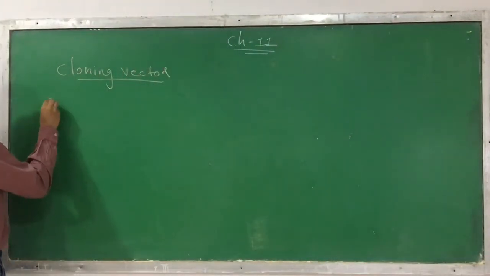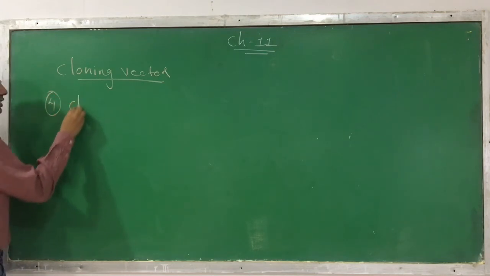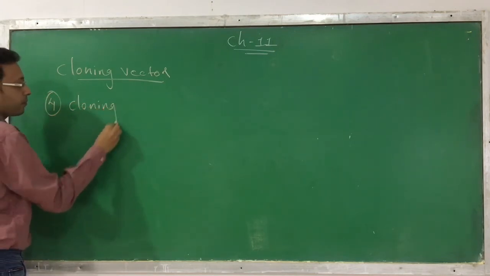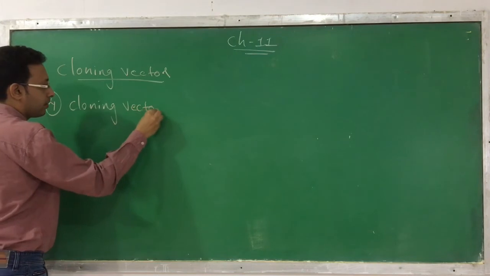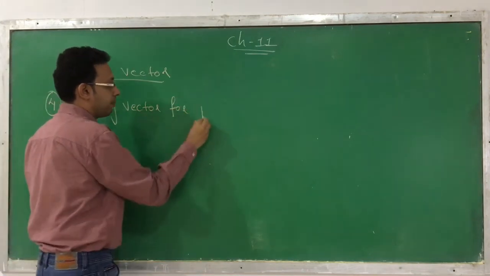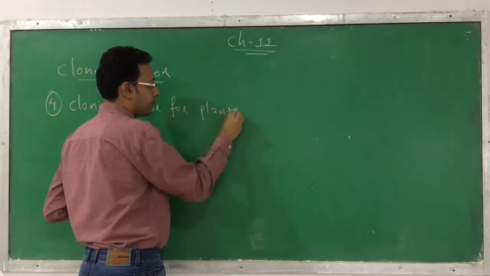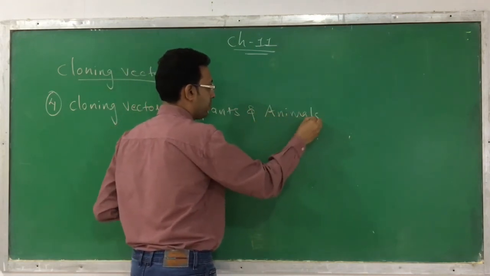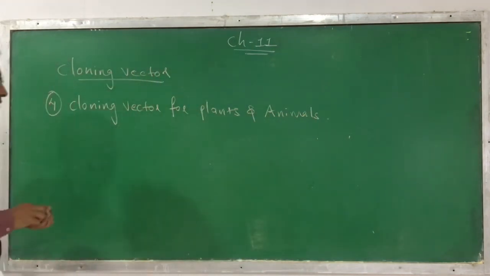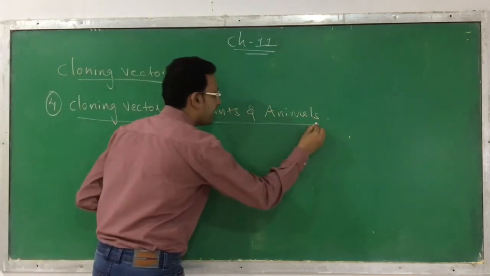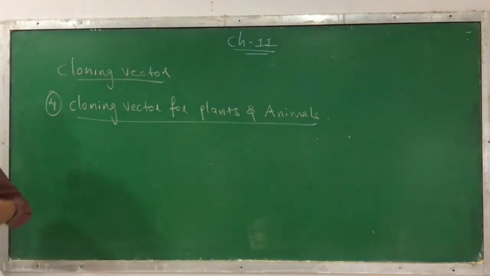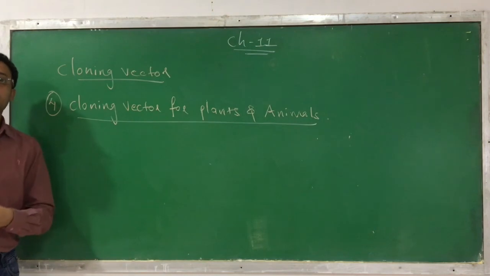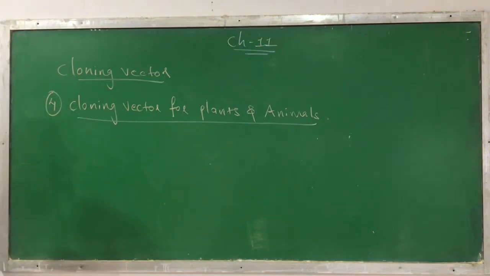This is the last requirement, the fourth one. It is the cloning vector for plants and animals. Now, before learning this, you should know that there are a variety of diseases that occur in us caused by bacteria and viruses.